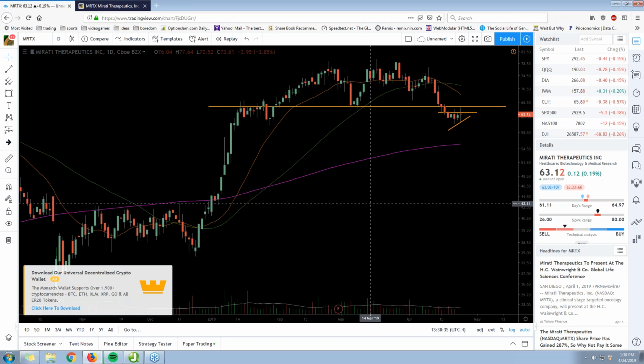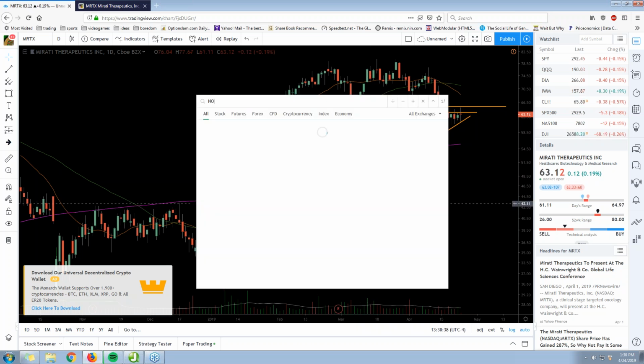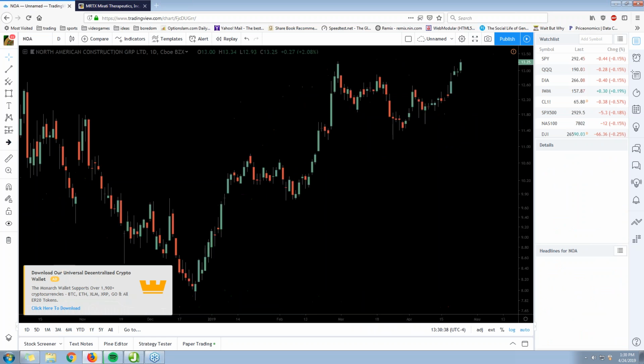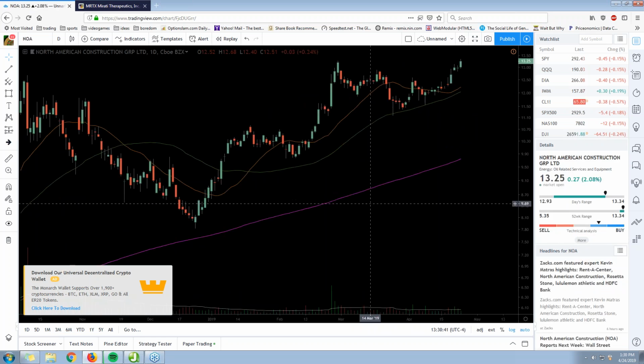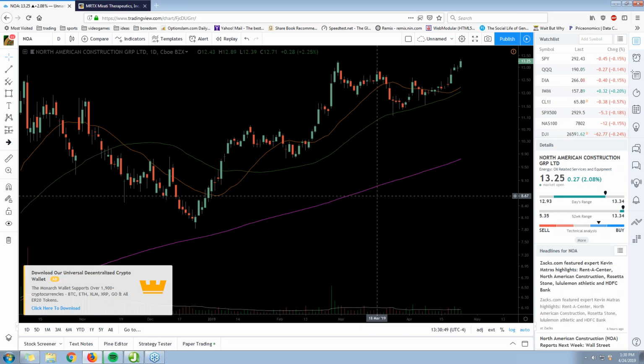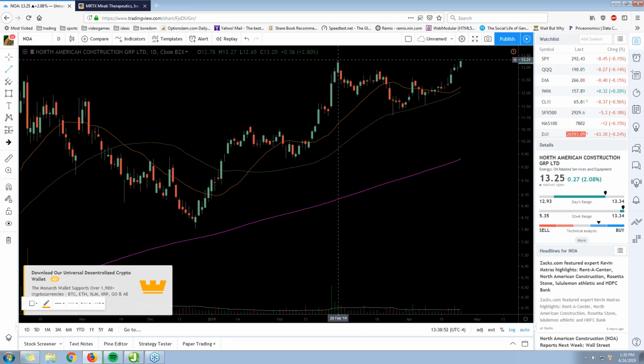All right, Denise, you have another one. NOA. Okay, so NOA to 1450 on measured move. All right, so I'm assuming the measured move for you is off of this triangle, right?